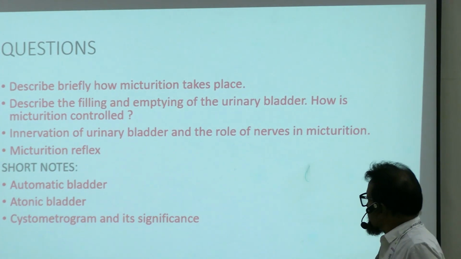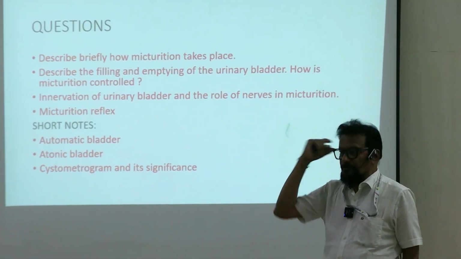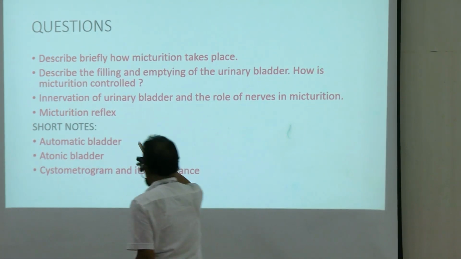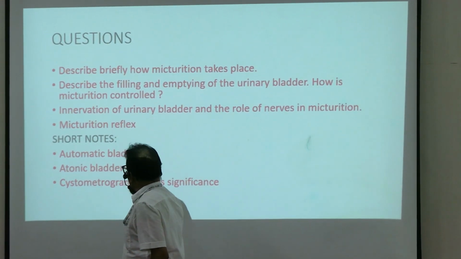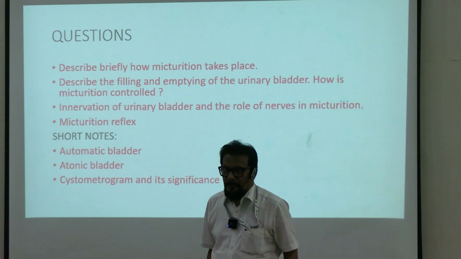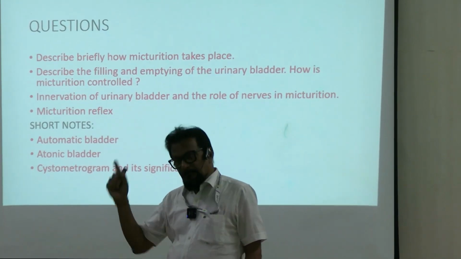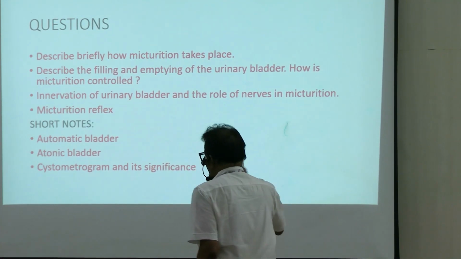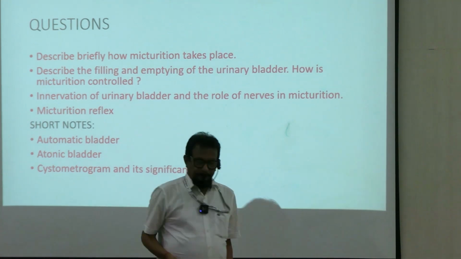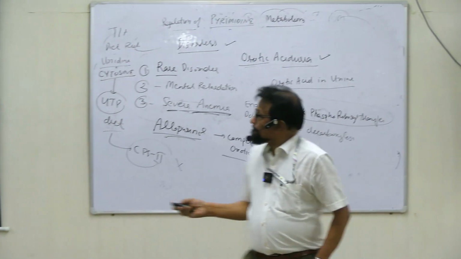The first three may come as long type of question, and micturition reflex, autonomic bladder, automatic bladder, atonic bladder, cystometrogram, they can be asked as short notes. Or some other type of questions can be there from these, covering these. Okay. So let us start.